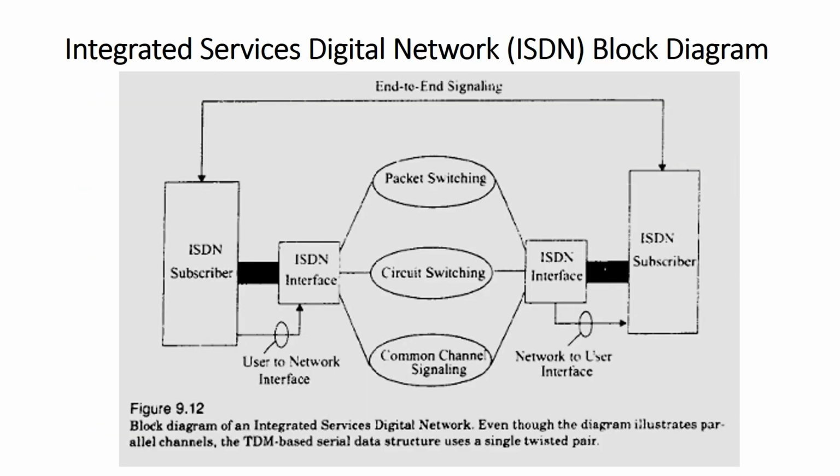This is the block diagram for the ISDN. ISDN subscriber is connected to the ISDN interface. The switching between ISDN interfaces may be of any of this kind. It may be the circuit switching, packet switching, or common channel signaling. As we all know, common channel signaling is used for transmission of control signals. The other two, circuit and packet switchings, are used to transmit the data signals. From the ISDN services, again it is transferred to the ISDN subscriber. So, subscriber to subscriber is called end to end signaling.